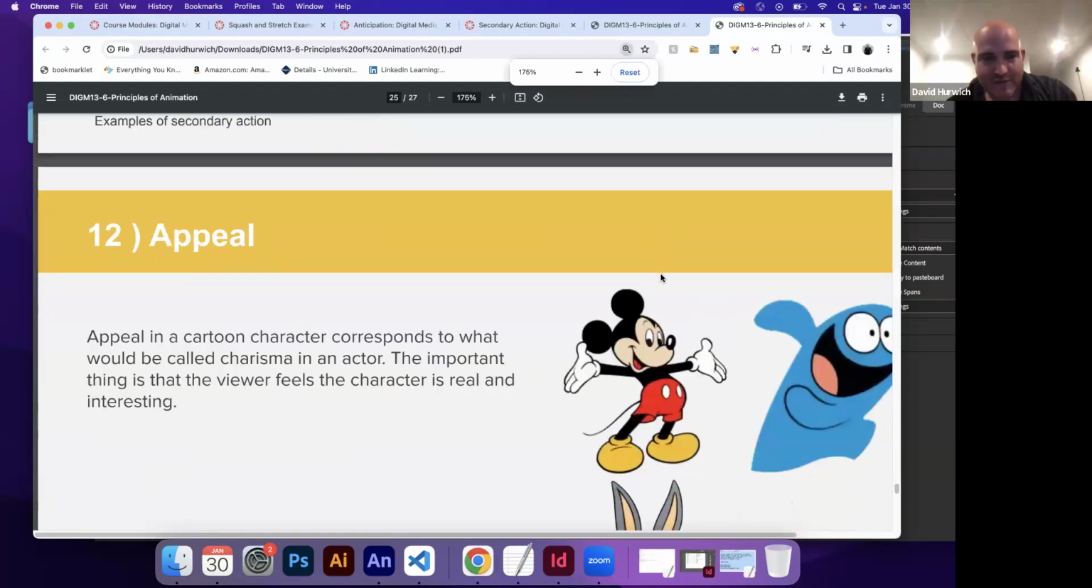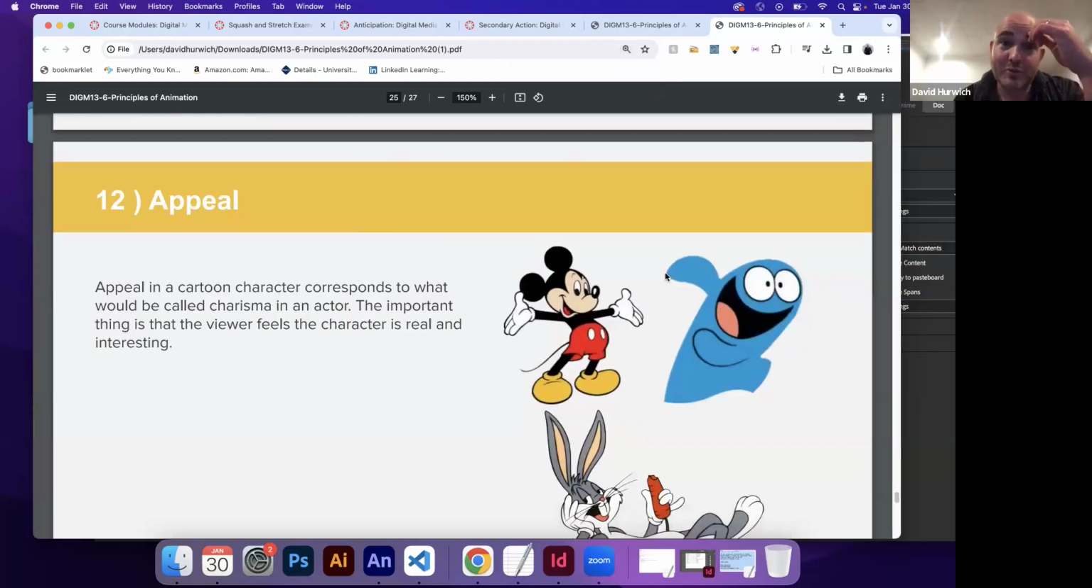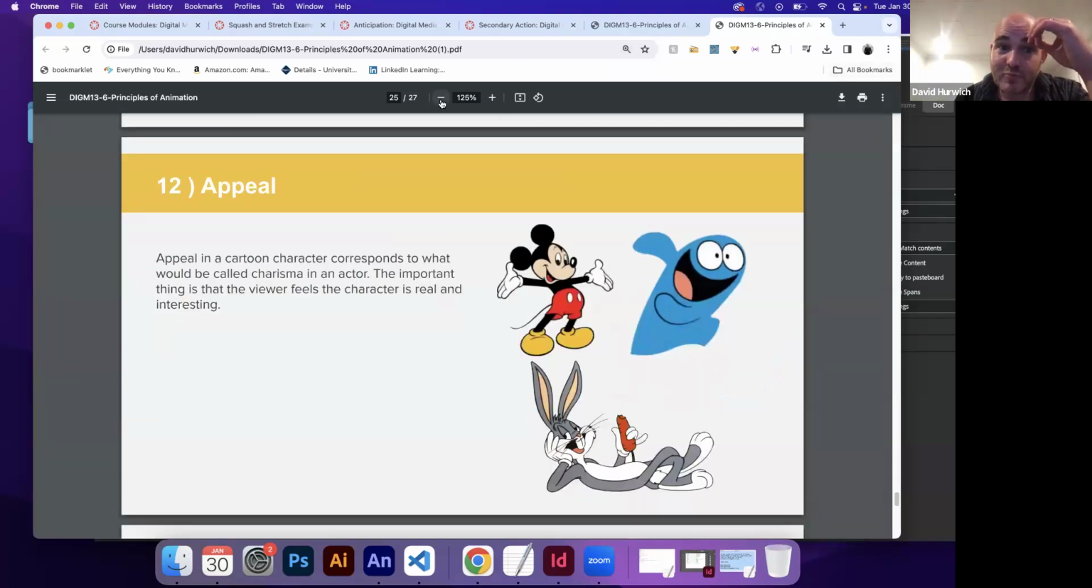Okay. Finally, this last one's called appeal. Appeal is something that makes your character interesting. Okay, you can have a character that has those other elements of design or of animation, meaning they could be solid drawing and secondary action and all that, but the character itself might be a little boring. Okay, appeal means that the character is interesting in some way, shape, or form. It's that kind of je ne sais quoi.